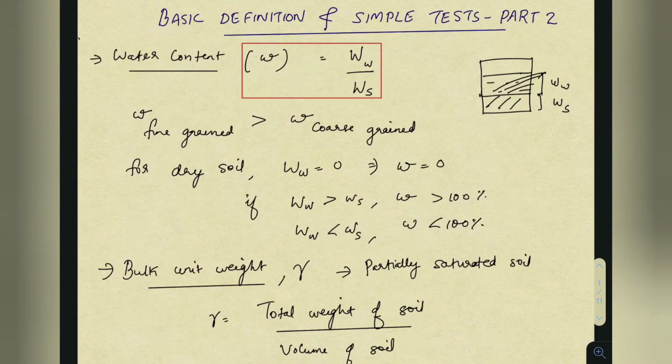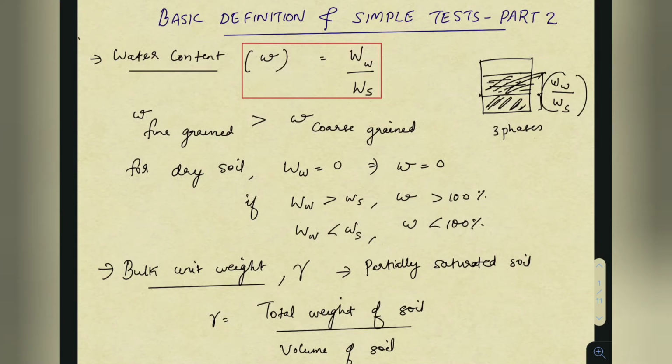So let's get started. First one is water content. Here we have discussed the three phases in soil. The bottom portion will be solids, and above that we will have water. So weight of water by weight of solid, that is the water content. If water is completely absent, then this value will be zero. And if it is fully saturated, or if water is more than weight of solid, like in a highly submerged condition, then water content can be even greater than 100 percentage.